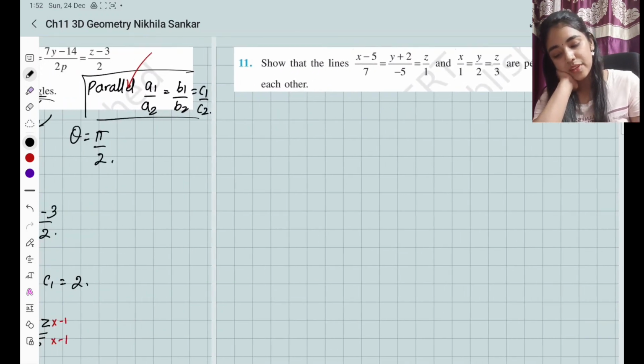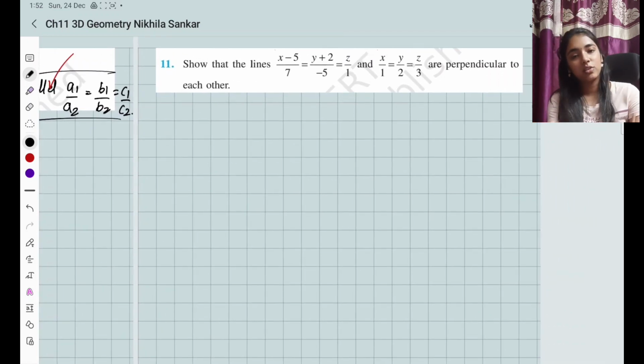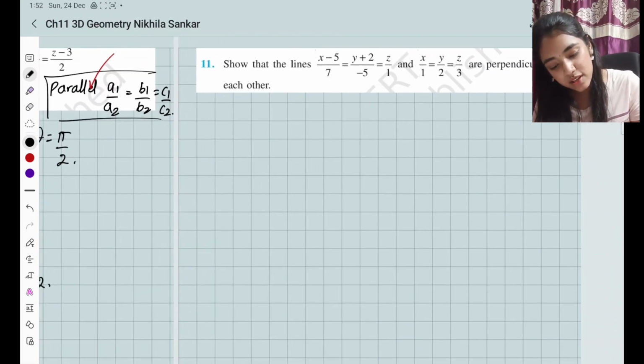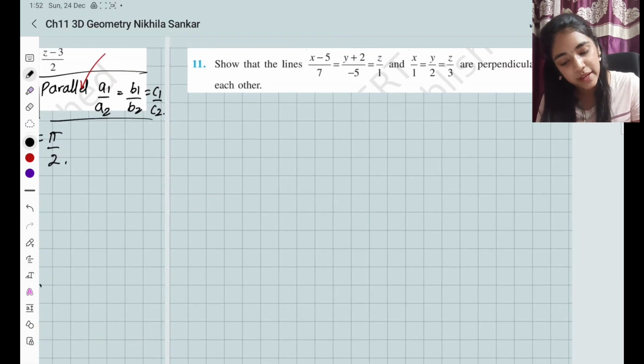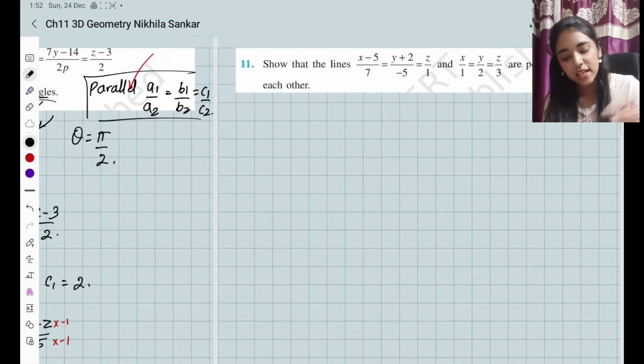Question number 11. Show that the lines are perpendicular to each other. Okay, perpendicular na enna artham? 90 degrees. So a1 a2 plus b1 b2 plus c1 c2 equals 0 ன்னு prove பண்ணனும். Okay, so first of all இது எல்லாமே general formula இருக்கா? x minus x1 y minus y1 z minus z1. Yes, அதே correct formula தான் இருக்கு, standard formula. So you can directly write the value.